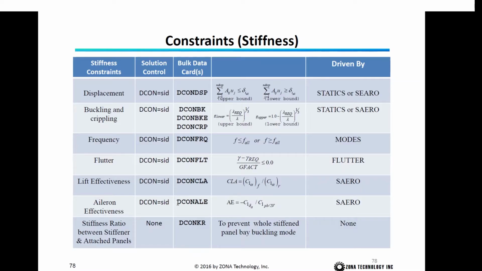Aileron effectiveness constraint is defined by the negative rolling moment per control surface divided by roll rate, and it's driven by SAERO. And finally, we have a stiffness ratio constraint between stiffener and attached panels. This is called DCONKR, to prevent the whole stiffened panel bay buckling mode.